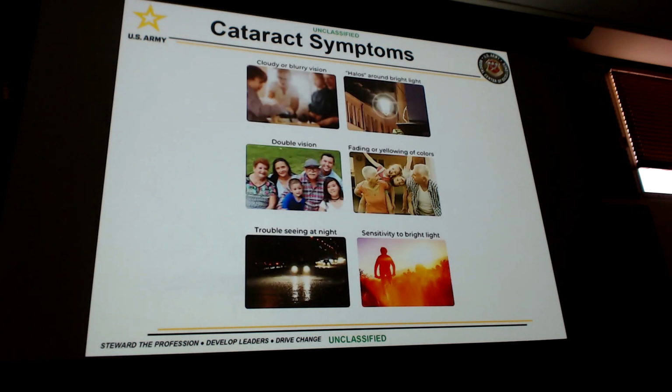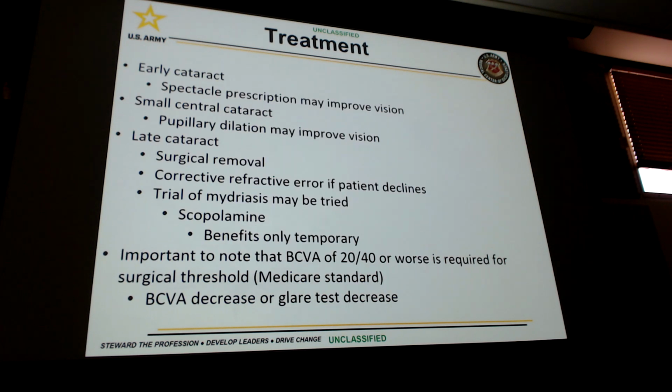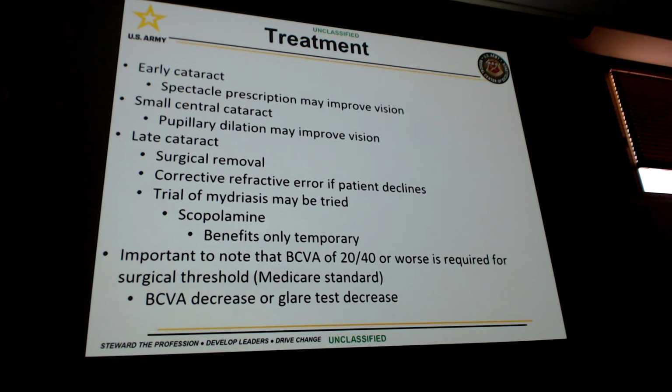And this picture kind of explains what the symptoms might look like to you. So cloudy vision, halos around light, kind of a yellowing of the colors, trouble seeing at night, bright light sensitivity, maybe some double vision. So how do we treat cataracts?